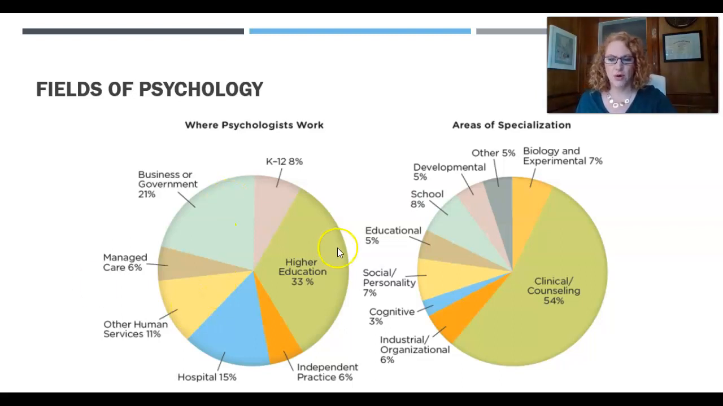So you can see that most psychologists are working in higher education, but a lot are also working in business or government and in hospitals. These people are going to probably be your industrial organizational psychologists. These are probably going to be your clinical psychologists, and then these are going to be all of them.